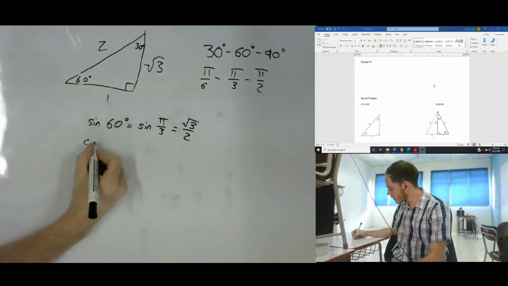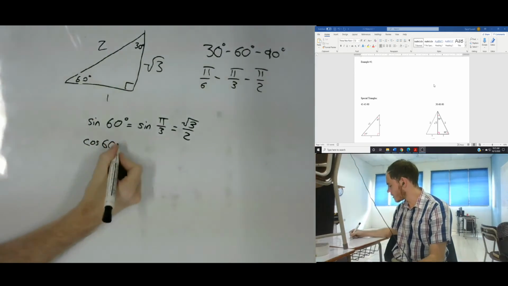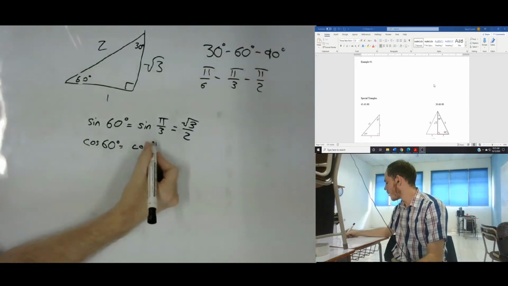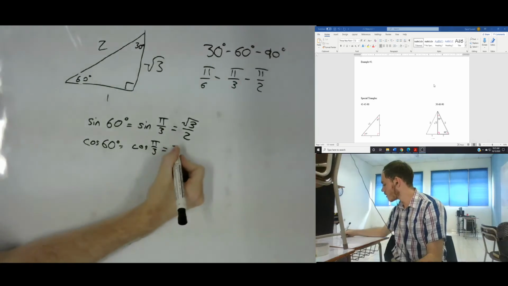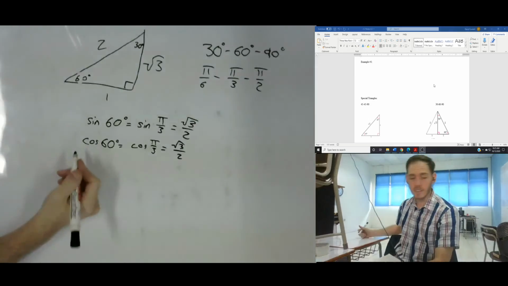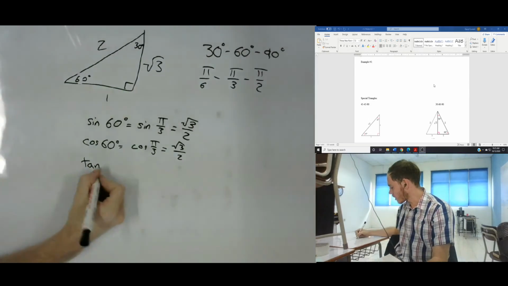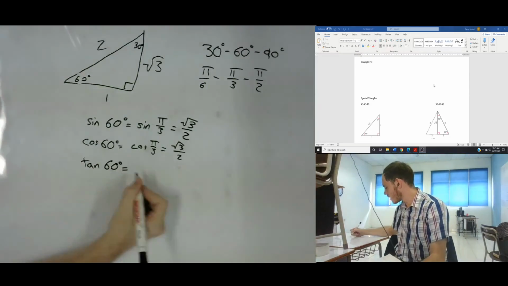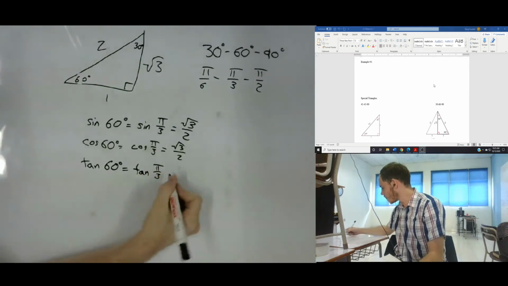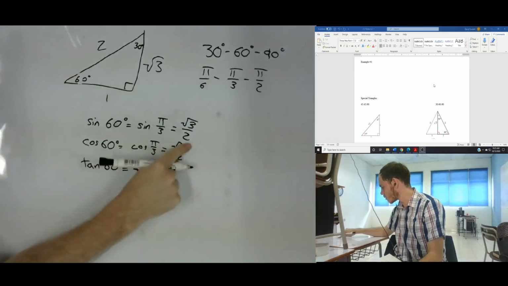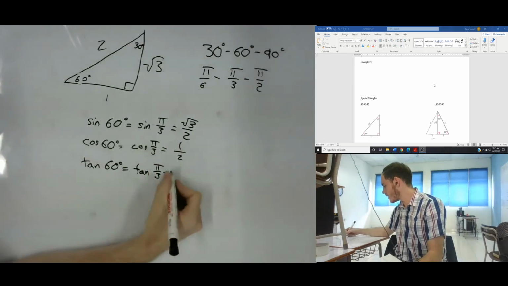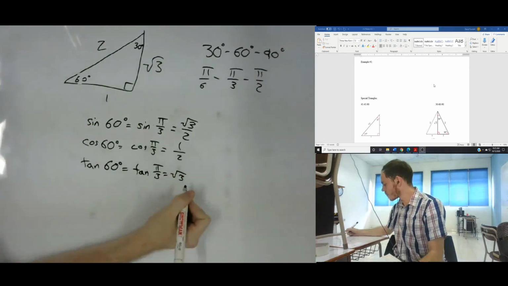Okay, cosine of 60 degrees, or cosine of pi over 3, equals 1/2. Okay, and I'm going to just fill up the tangent and then we'll go to the next video. Sorry, I'll go through this quickly. Okay, so tangent of 60 degrees, tangent of pi over 3 is equal to, sorry, this is 1/2. So this divided by that is going to be root 3.